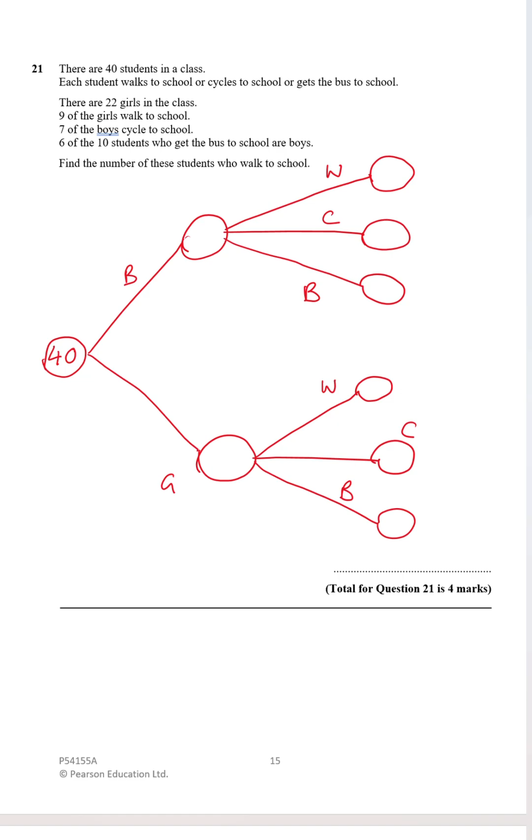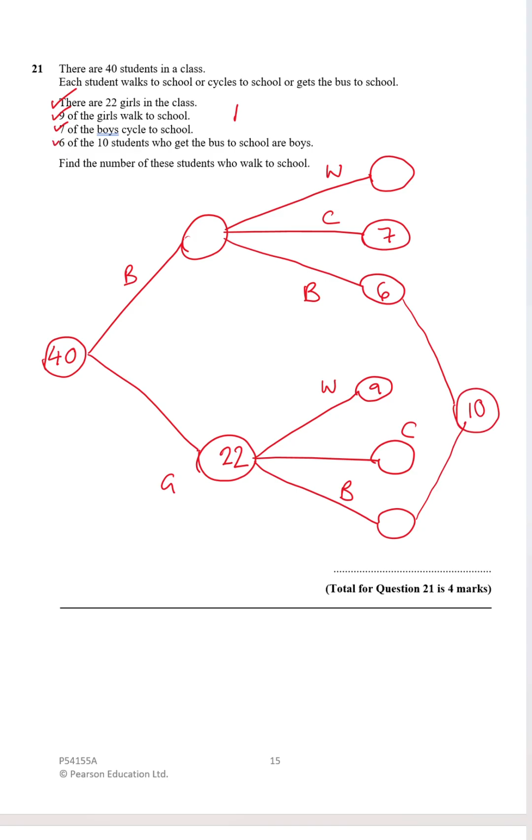Okay, then we can start putting numbers in. We know there are 22 girls. 9 of the girls walk to school, so girls and walking is here. 7 of the boys cycle to school. 7 goes over there. 6 of the 10 students who get the bus to school are boys. This one's a little bit tricky. 6 of the 10 students who get the bus are boys. So I know there are 6 in here, but I know my total for the bus needs to be 10.